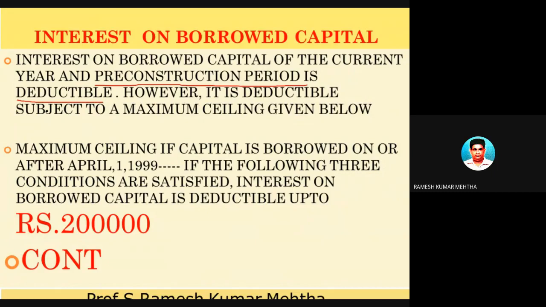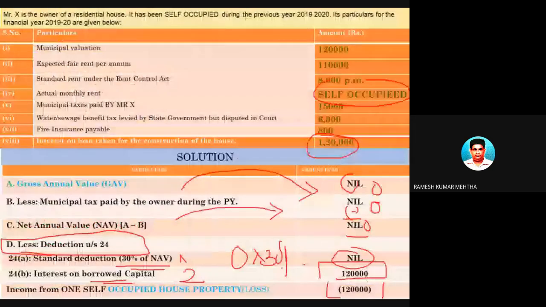Interest on borrowed capital of the current year and pre-construction period. There is a separate topic called pre-construction period. At that time, we will discuss interest on the pre-construction period. So current year plus pre-construction period interest put together in aggregate is allowed to be deducted as interest on borrowed capital under section 24, that is, deductions under section 24.